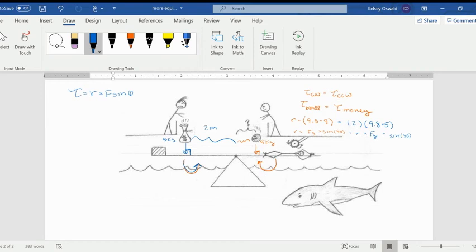So from here, it just becomes an algebra problem. So we end up with 88.2 R is equal to 98. Divide each side by 88.2. And we should find that we need to drop that bowling ball, my bad, 1.11 meters from the fulcrum in order to keep the system in equilibrium.